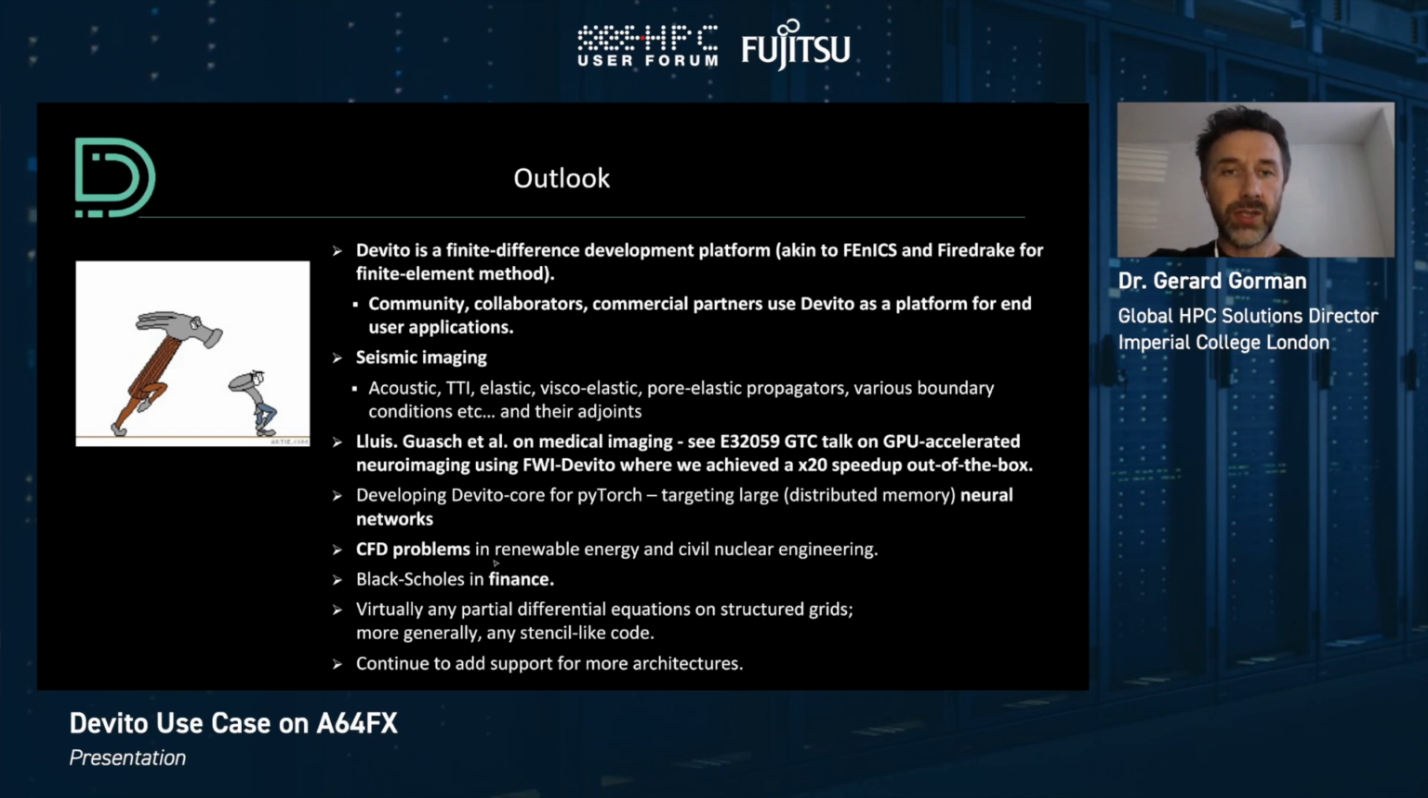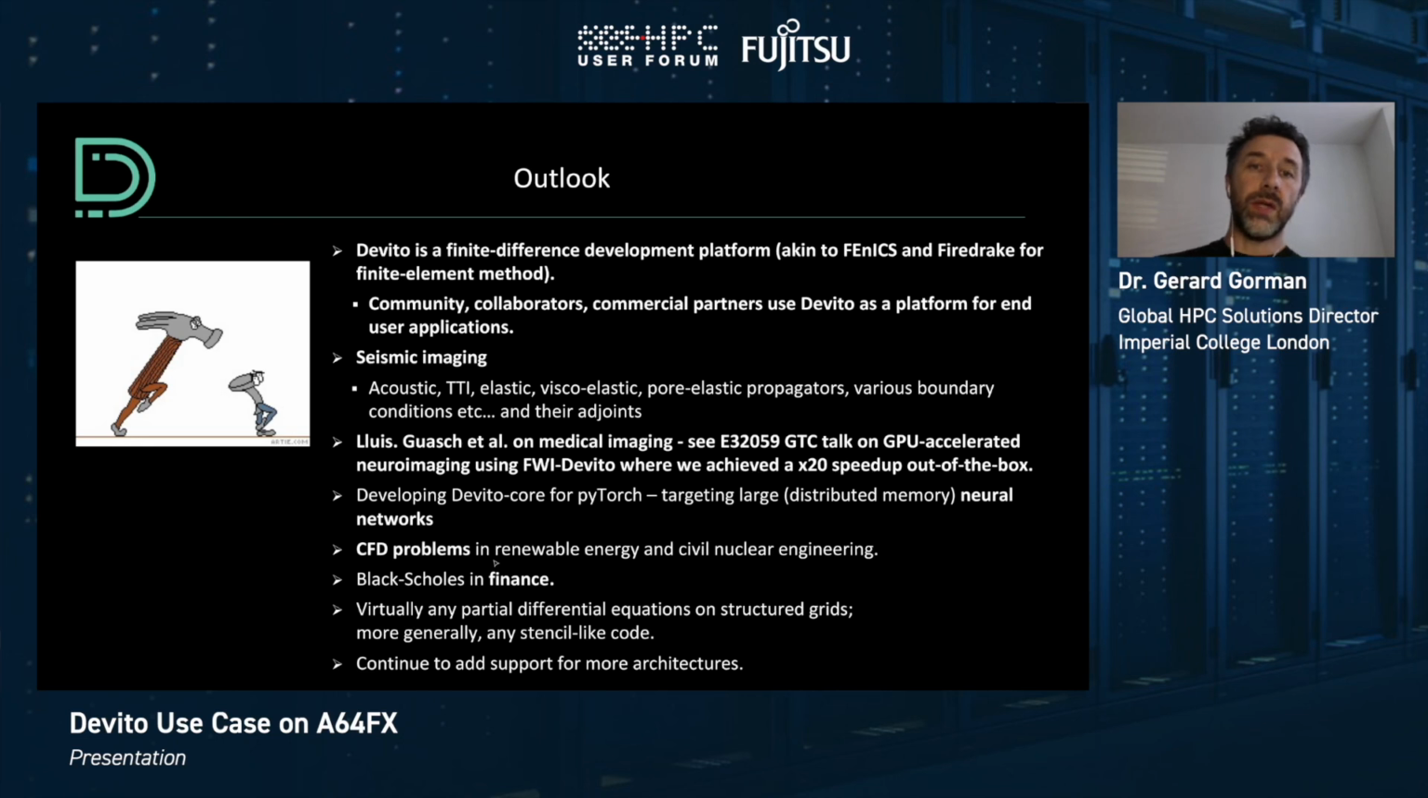So one of these collaborations is with Lewis, focused on medical imaging. He had a talk at GTC this year on GPU accelerated neuroimaging with Devito. Previously they had published a paper in Nature where they demonstrated that FWI could also be used with acoustic ultrasound to image the brain. And we helped them integrate Devito, and they got a 20 times speedup, again, out of the box.